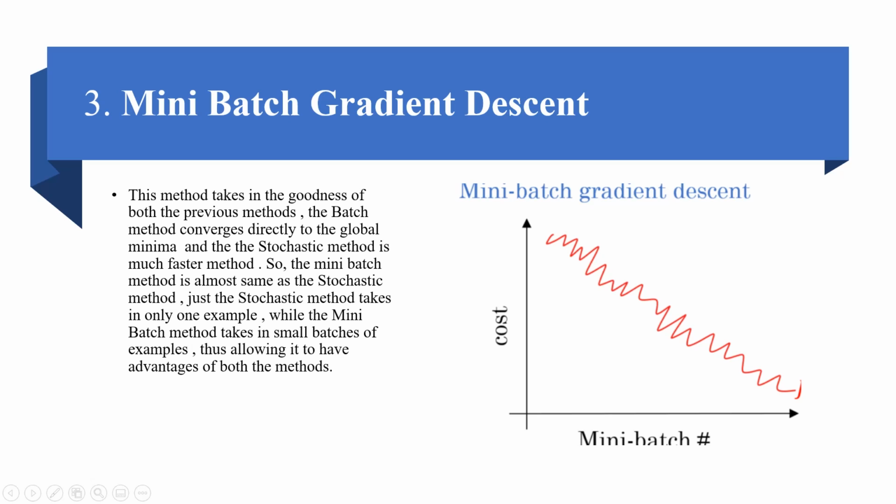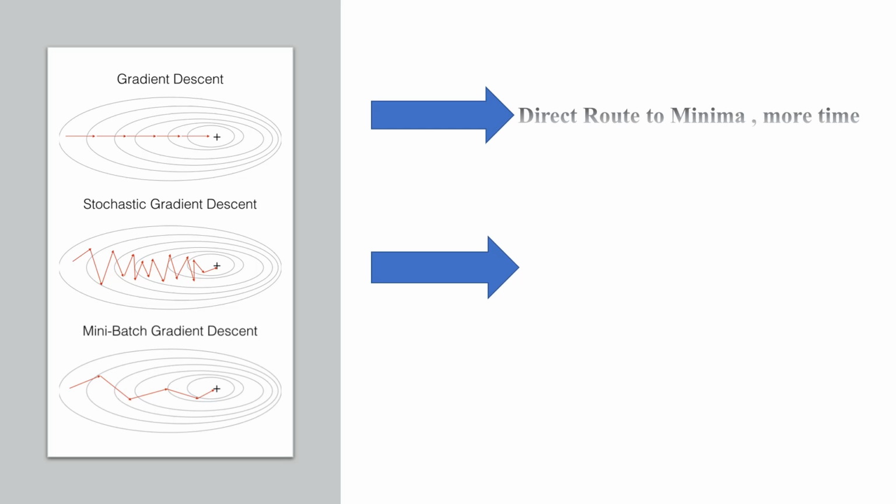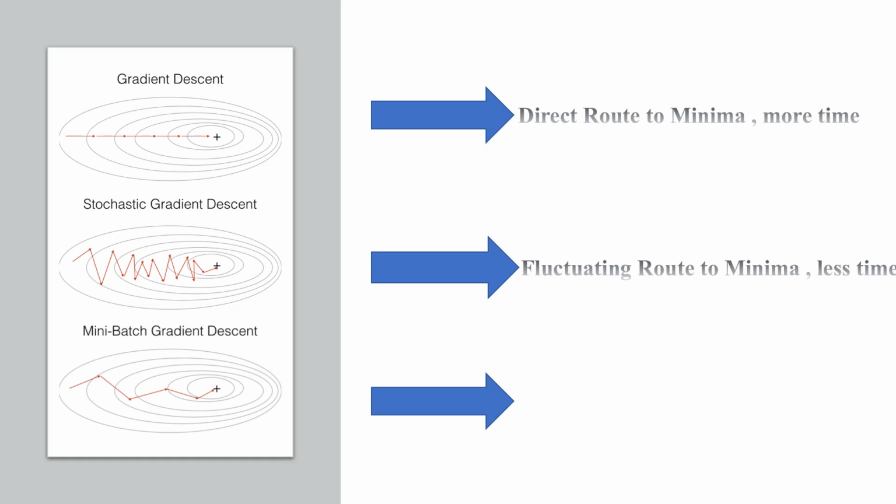This is how it looks. It's better. All right, now I'll show you. This is first the normal gradient descent, or the batch method. It's the direct route to the minimum, but it takes more time, as I said earlier. And this is the stochastic descent method, and it takes a fluctuating route to the minima, but it takes less time due to taking only one example at a time. And this is the mini batch descent method. It's the best of both worlds. So this is basically what the gradient descent method is.